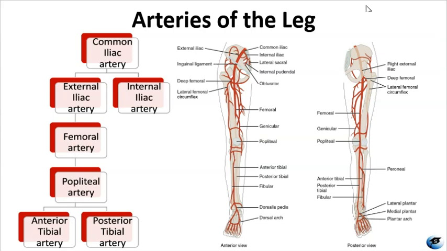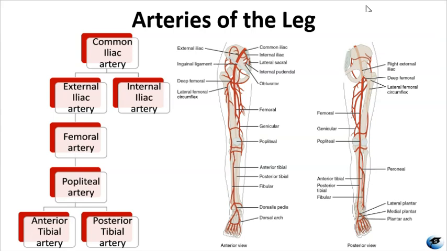Then below the knee, the popliteal artery splits into the anterior tibial artery, which runs down the front of the leg and becomes the dorsalis pedis artery on the top of the foot. The dorsalis pedis continues into the dorsal arch and gives off digital branches. The posterior tibial artery, which travels down the back of the leg, gives rise to the fibular artery laterally. And then near the foot, the posterior tibial artery branches into the medial plantar and lateral plantar arteries, which form the plantar arch on the sole of the foot.